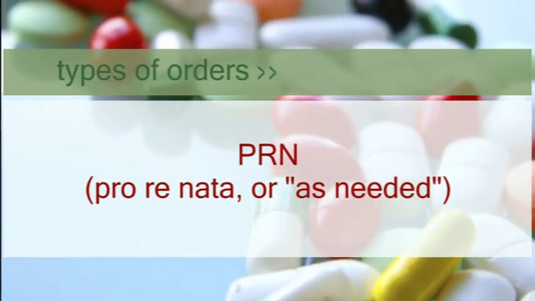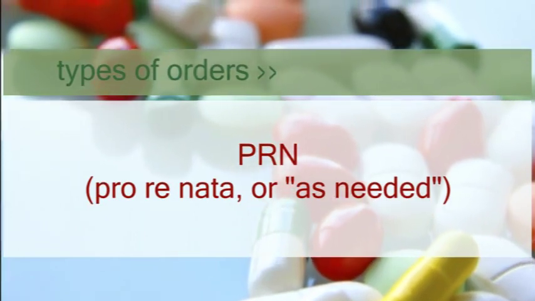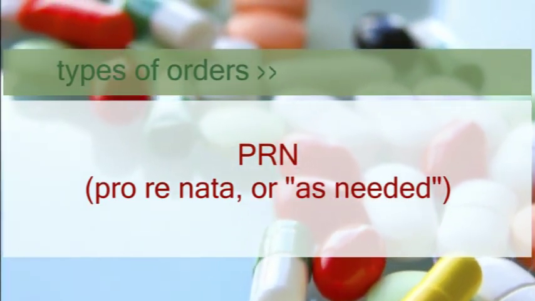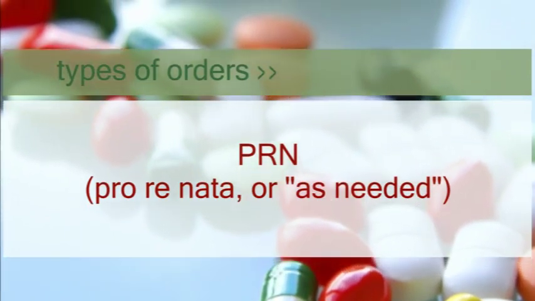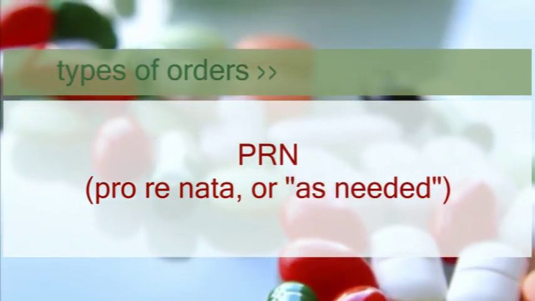Residents may also have PRN, pro re nata, or as needed orders. This is a medication that the resident will only take as needed. An example of a PRN medication order might be something for pain, like acetaminophen. They may also have an as needed order for anxiety.